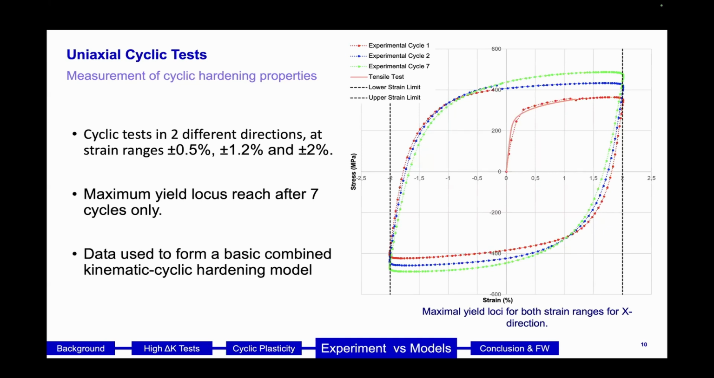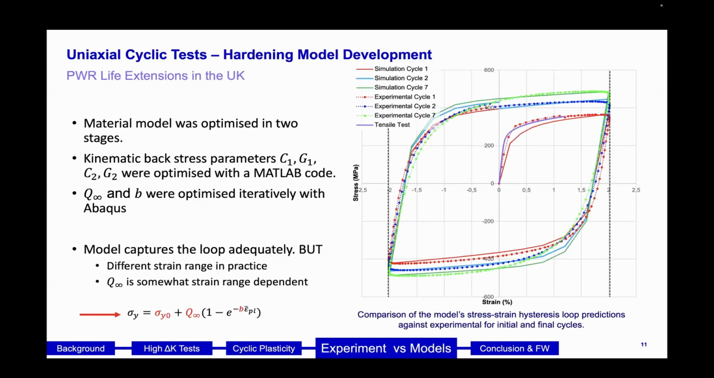The 2% strain range was used to build and optimize a combined hardening model that is kinematic and cyclic hardening. As you can see in the next slide, the model does predict stress at each cycle quite well. This was optimized partly with a MATLAB code for the kinematic components, and then the cyclic hardening components were optimized more manually in Abaqus.